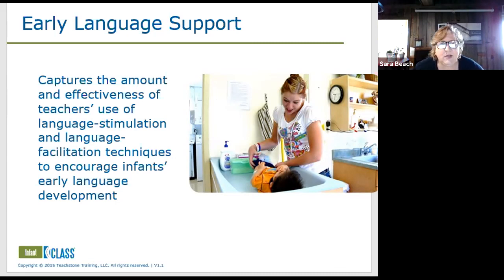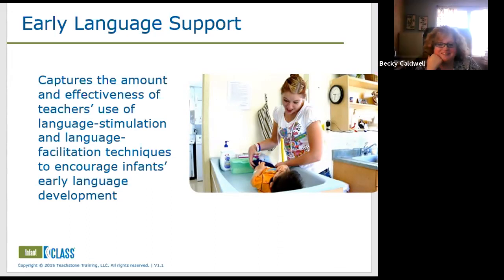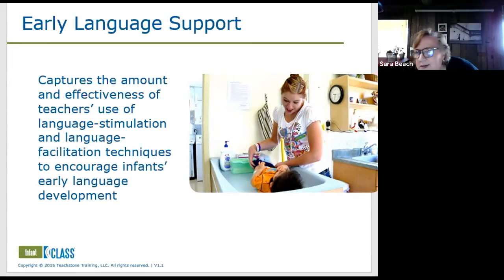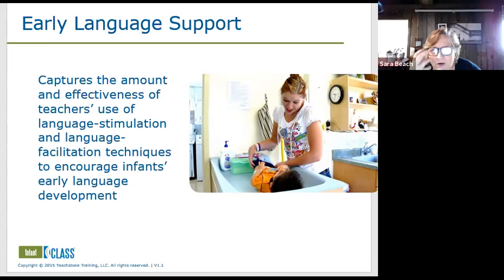Okay, so the last dimension is early language support. Somebody tell me, at what age do you think adults can have conversations with babies, with kids? At what age can we have conversations with them? At birth. Oh, Becky, be quiet. I'm looking for other people. I can't contain myself. At any age, right? At birth, whenever they're looking at us and we're looking at them, we can have a conversation. We may not hear them say words yet, but they're giving cues, and we're responding to their cues.